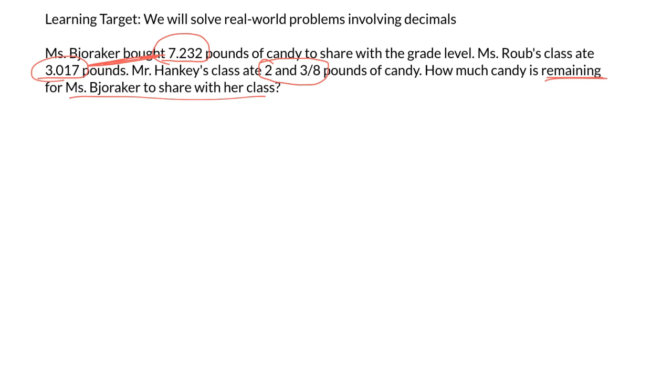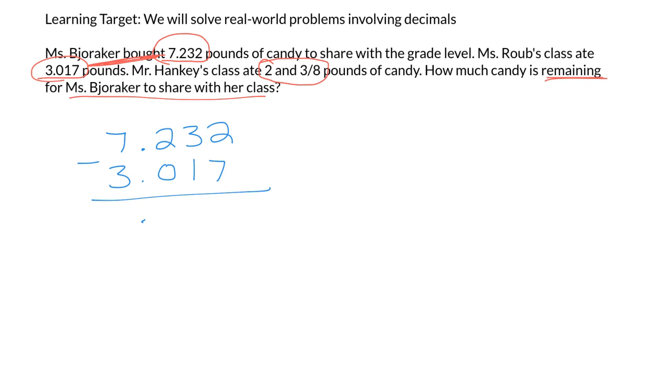Okay, so I'm going to do that. We're going to use those same skills and strategies we've been using this week for addition and subtraction of decimals. Start by writing my decimal point for my answer. That helps me stay organized. I'm going to start by writing my total, 7 and 232 thousandths pounds. And from that, we're going to subtract what Miss Rob's class ate, which is 3 and 17 thousandths of a pound. Okay. I'm going to go ahead and subtract. We don't have to fill any of those placeholders in.